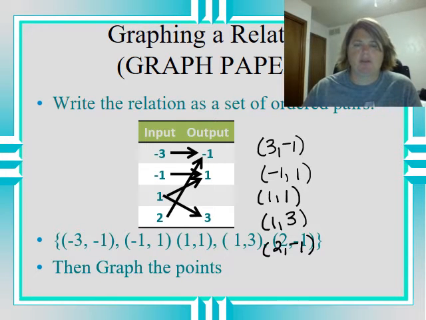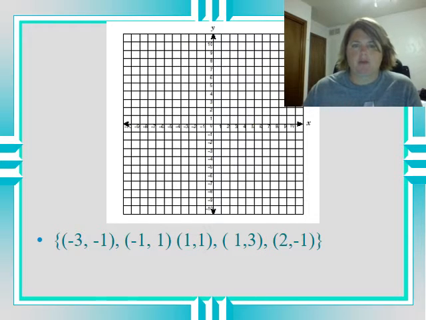Now we're going to graph the points. If you want, you can just draw a coordinate plane. So here's a coordinate plane. You can draw one on your paper, and we're just going to plot those points. I'm going to go over -3, down 1. Remember, you go over x and up and down y. Then I'm going to go over -1, up 1. You go over 1, up 1. Going to go over 1, up 3. And over 2 and down 1. So I graphed all 5 points.